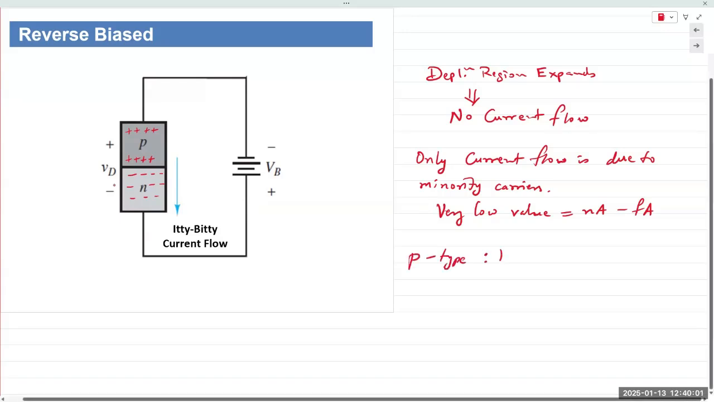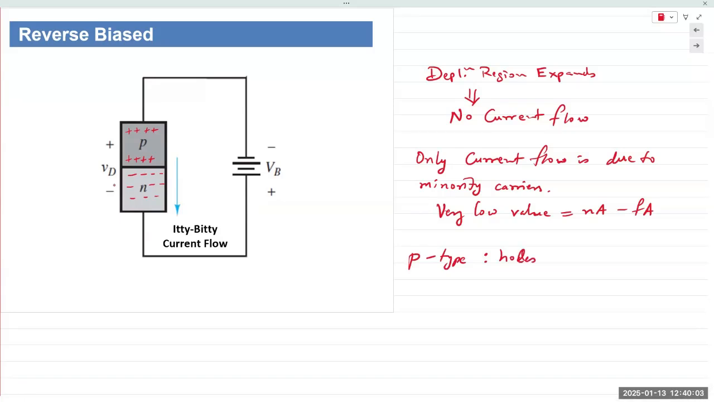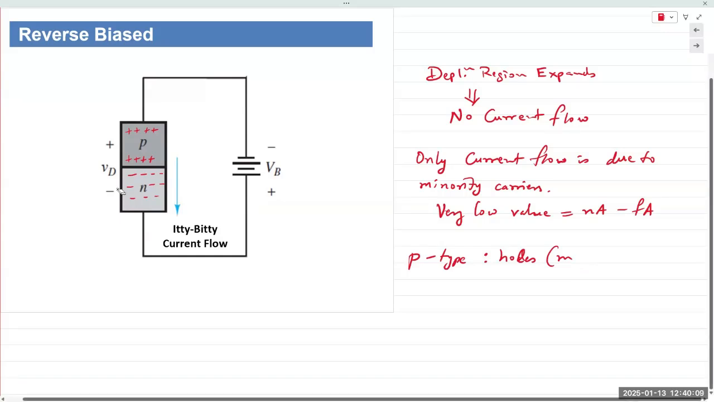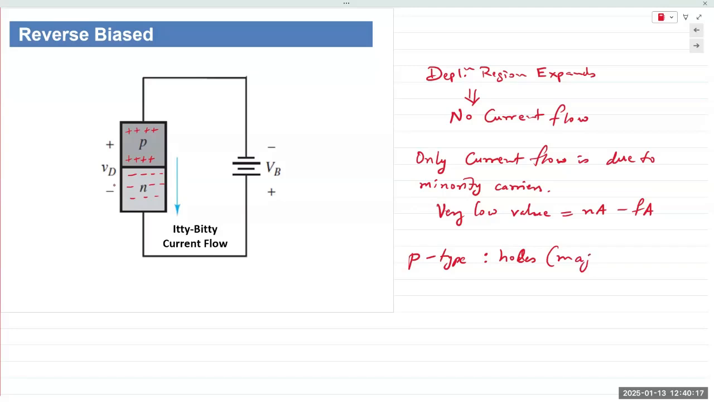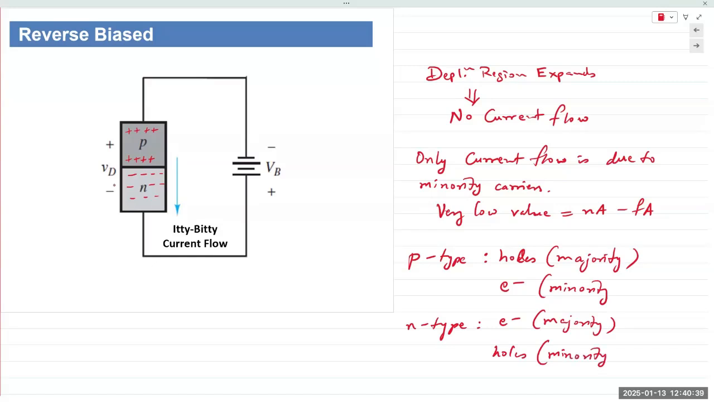So in p-type material, holes are majority carriers. Electrons are minority. And in an n-type material, electrons are majority, and holes are minority.